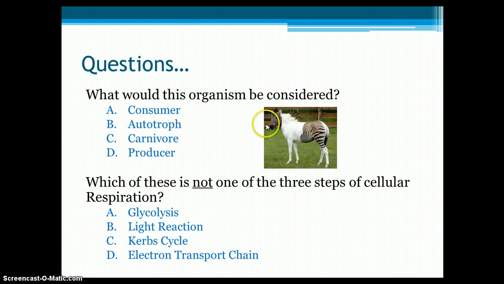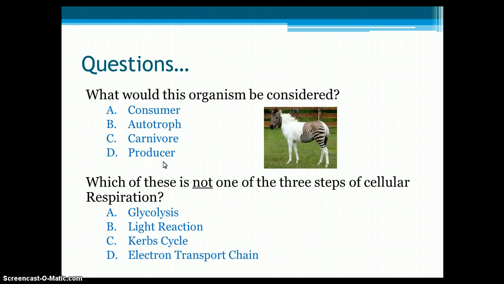This is actually a zorse. It's a cross between a horse and a zebra. But it's a consumer. Another name for that would be heterotroph. It requires energy from something else. Remember, autotrophs or producers are plants. They can create their own energy from the sunlight.